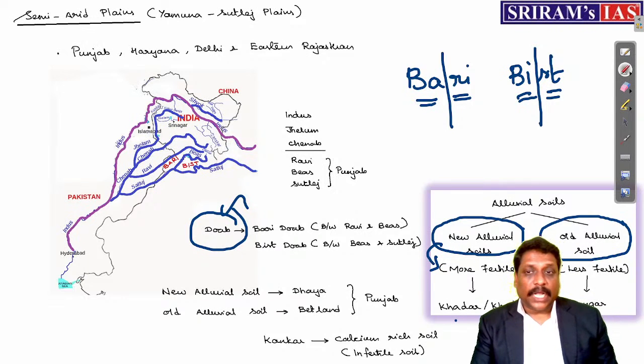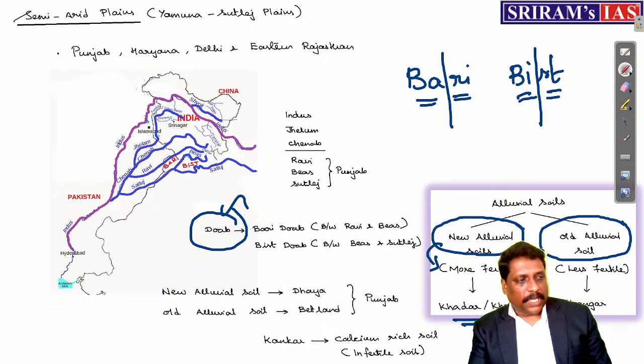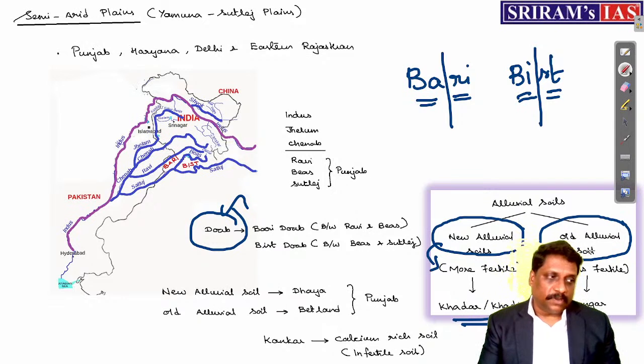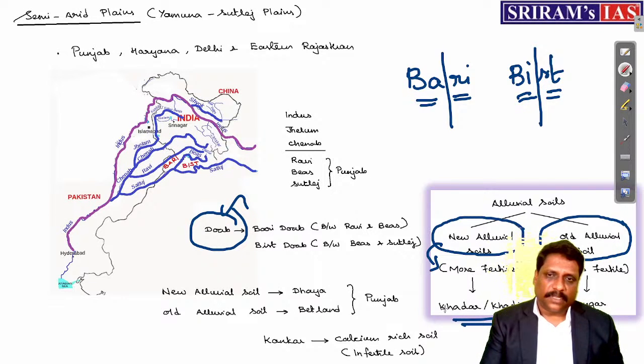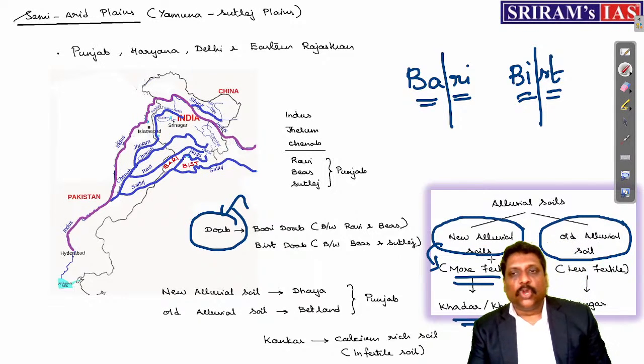You call them as what? Khadar. New alluvial soil, you call them Khadar. Khadar will be more fertile. Whereas when I talk about old alluvial soil, generally they are less fertile. They are called as what? Bangar. In the Indian context, you call them Bangar.